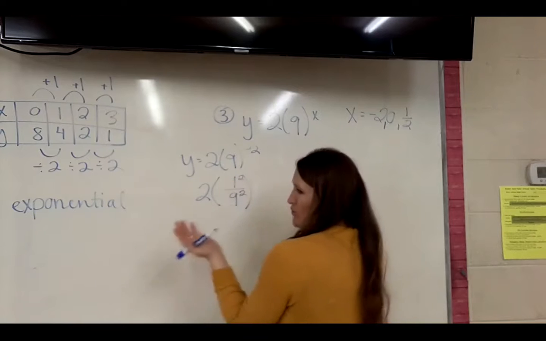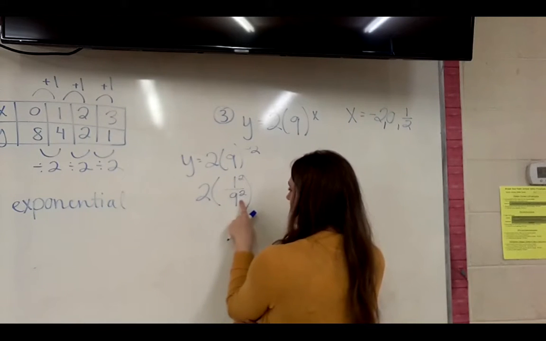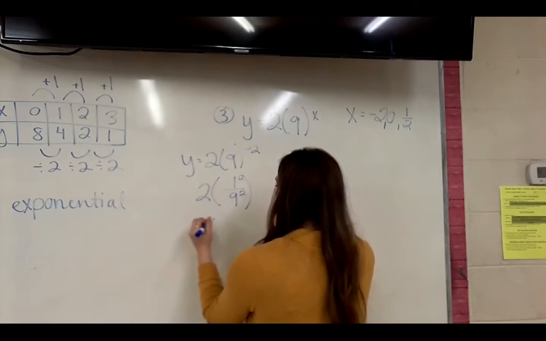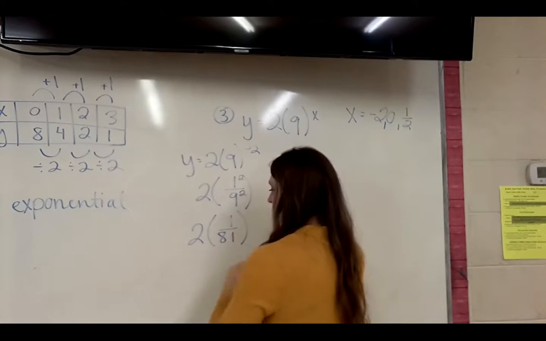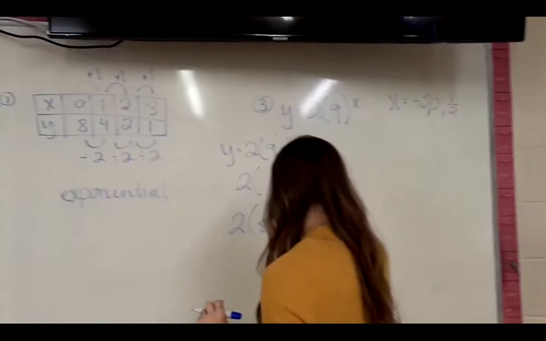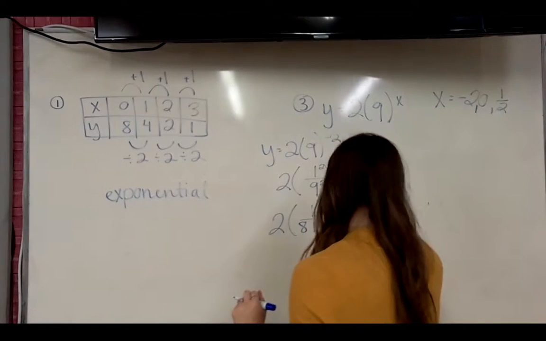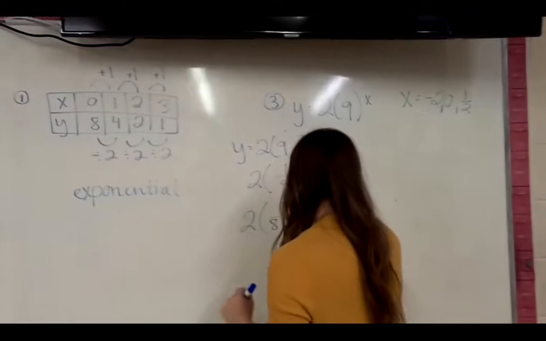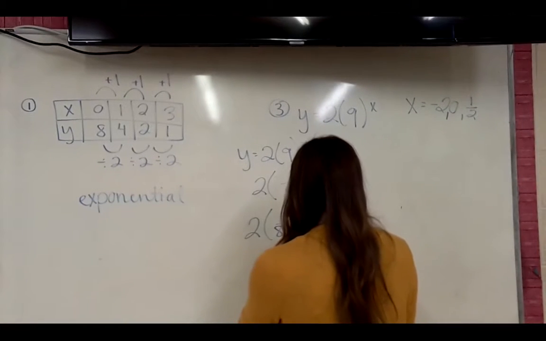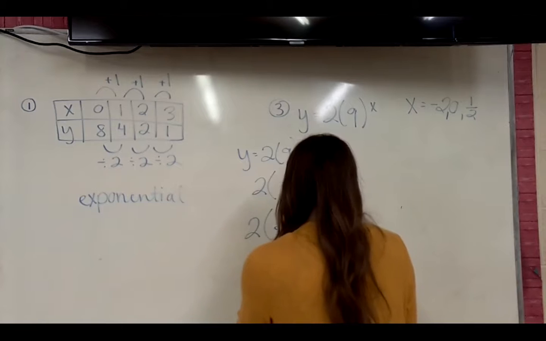Really 1 squared too, but 1 squared is just 1. 9 squared, 9 times 9 is 81. So then we have 2 times 1 over 81. And I believe that comes out to half of 80 is 40.5. Forgot to grab a calculator. Okay, so it's going to come out to a fraction or a decimal.